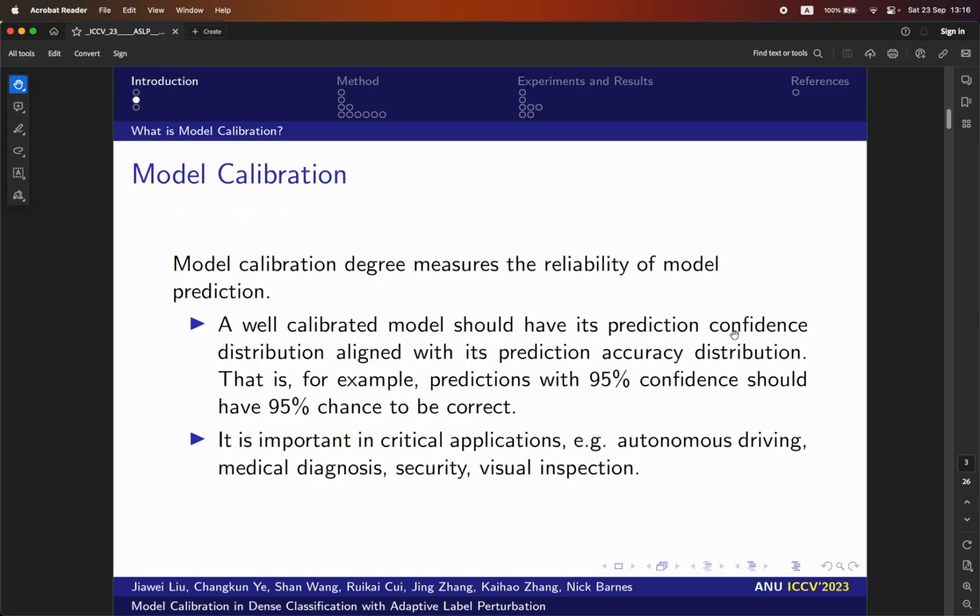Model calibration degree measures a model in terms of its prediction reliability. The prediction confidence of a well-calibrated model should reflect the chance of the predictions being correct. This is particularly important in critical applications where misjudgment based on overconfident input can incur severe consequences.